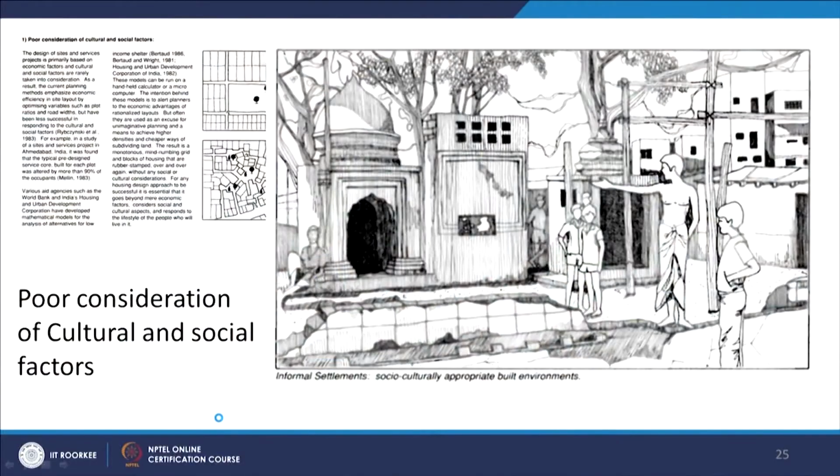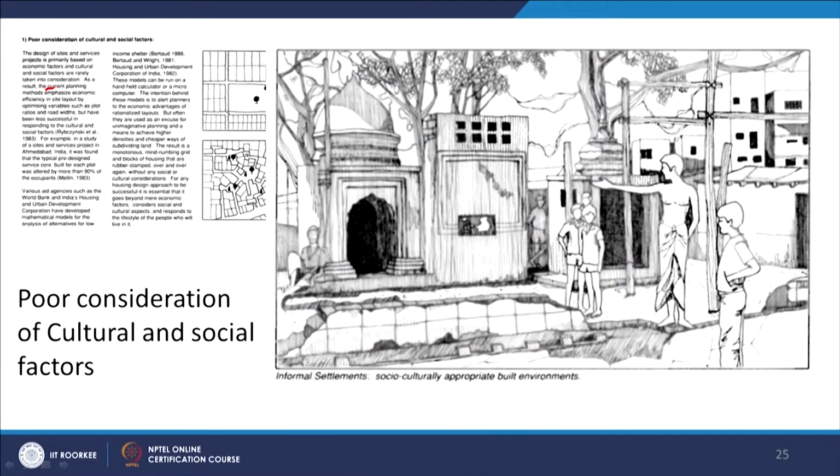So one is the poor consideration of cultural and social factors. When we talk about religion, the way it is conducted and the kind of spaces it needs, the current planning methods emphasize economic efficiency in site layout by optimizing variables such as plot ratios and road widths, but have been less successful in responding to the cultural and social factors.